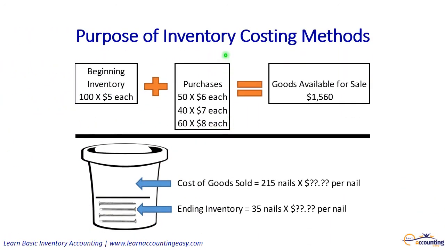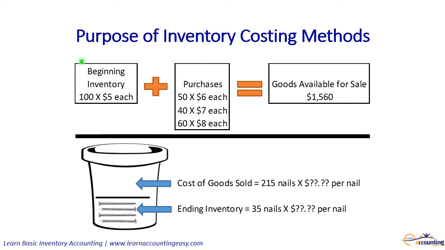So now we have basically a picture of why we need inventory costing methods. If you forget about everything below the black line for a moment, and we just start up top, we start with beginning inventory that we started the year with. We had 100 nails. They were $5 each. Throughout the year, we made purchases of more nails. We bought 50 nails at $6 each, 40 nails at $7 each, 60 nails at $8 each.